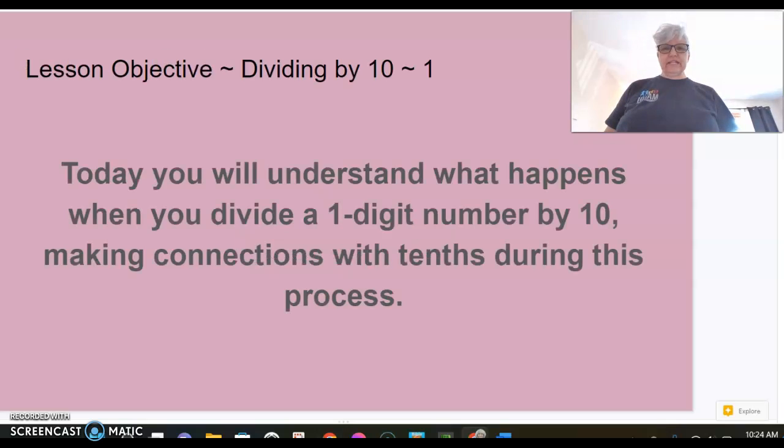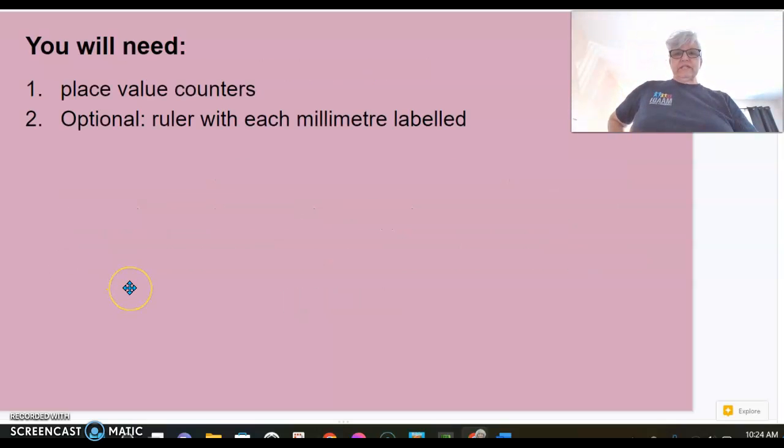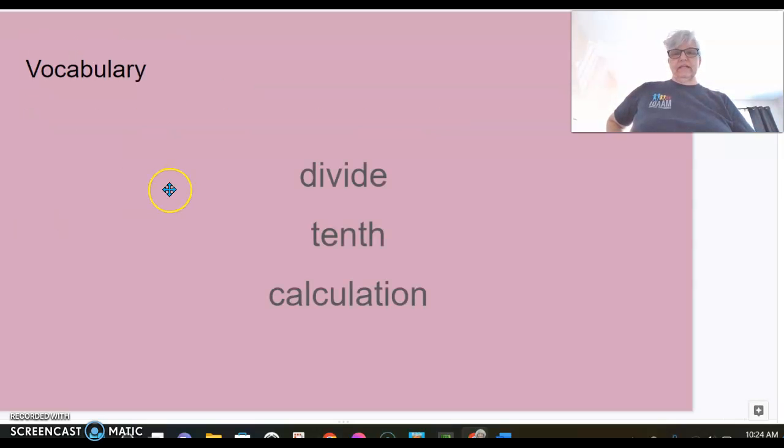Today you're going to understand, hopefully, what happens when you divide a one-digit number by 10, making connections with tenths during the process. You're going to need your place value counters again and your ruler, the same things as yesterday. Also get your whiteboards and your markers. You can pause the video so that you can do that whenever you're ready.